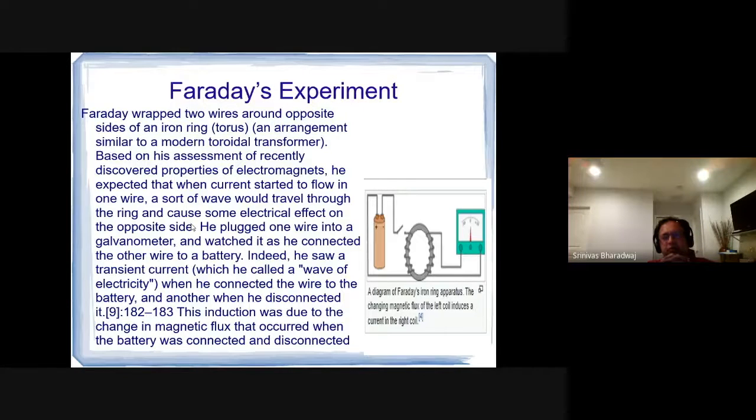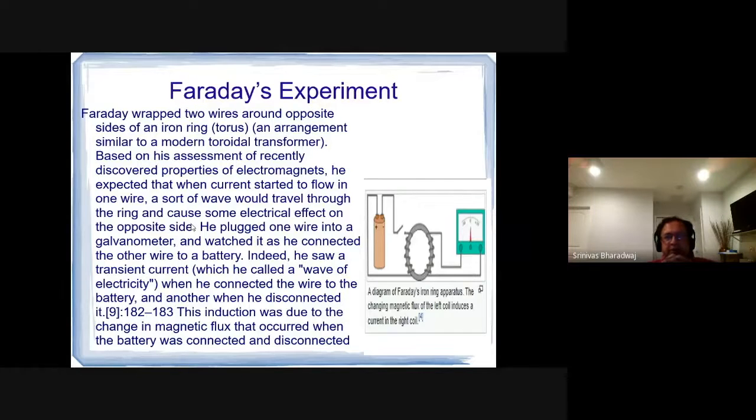Now the magnetic field that is produced by the first loop, which is connected to a battery, that current produces a magnetic field. That magnetic field induces a current in the second closed loop. So if you had a closed loop in a magnetic field, it induces a current.